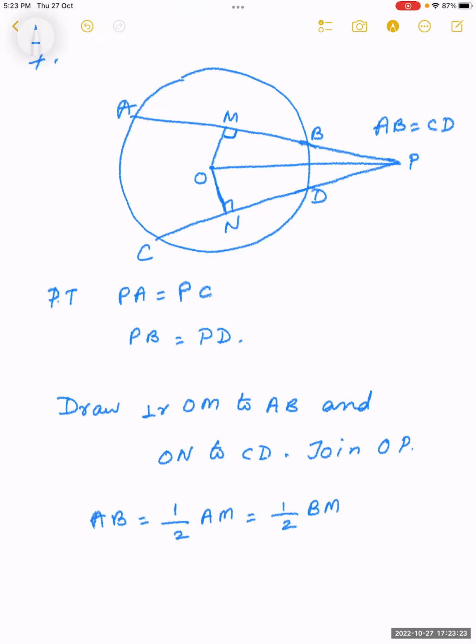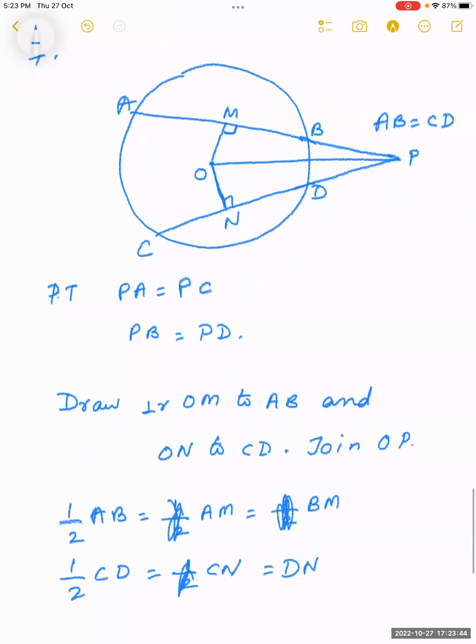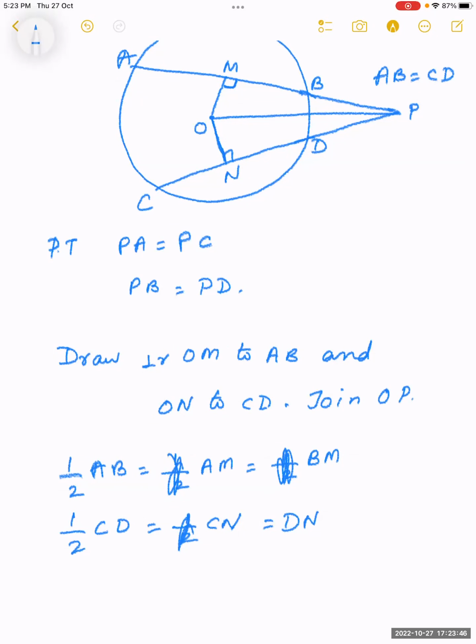Okay, similarly, we can write CD equal to half of C. No. What am I writing? It's not correct. One minute. It's actually half of AB. It is not half of AM. Okay, CN equal to DN. Understood? Do you know where I went wrong? Half of AB is AM. It can't be that half of AM is AB. That's wrong. AB is double the size of AM or double the size of BM.